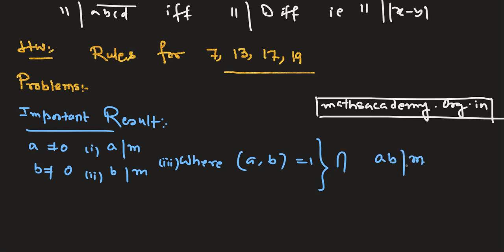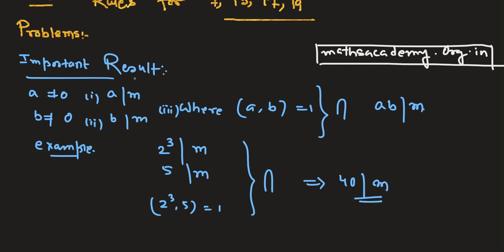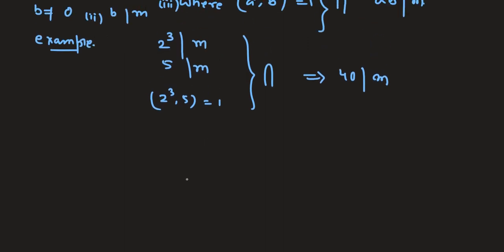and b divides m. For example, 2 to the power 3 divides some number m, 5 divides some number m, where the GCF of these two numbers, 2 to the power 3 and 5, is also 1. So this will imply, since 2 to the power 3 is nothing but 8, 5 into 8 is 40, so 40 divides m. This is the important result. Okay now, on the basis of this theorem we have to solve a few questions.